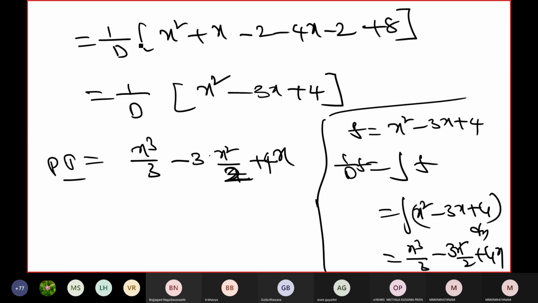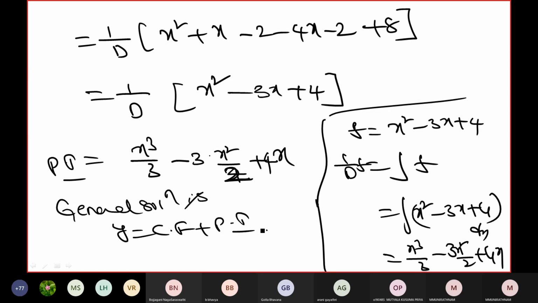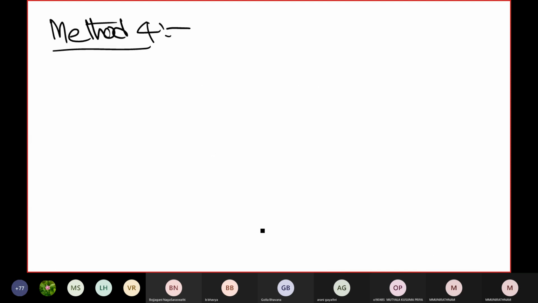So like that we should go by method 3. Now we go for method 4. So general solution, write y equal to CF plus PI. The general solution is y equal to CF plus PI. Okay. So write down next, method 4.